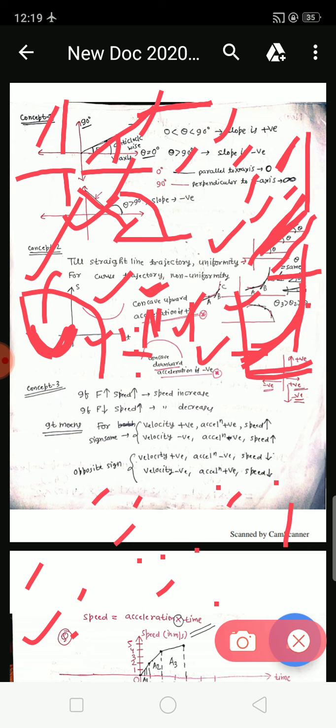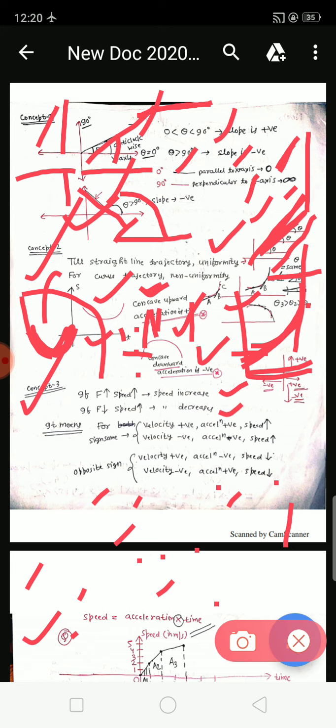Now we will first finish our concept number 3. And this concept number 3 is already linked with my lecture 2 and lecture 3. What I told you, I have introduced one concept of force. What I told you at that time: if the direction of force is in the same direction as the speed or motion, then speed will increase. If the direction of force is opposite to the direction of speed, speed will keep on decreasing.